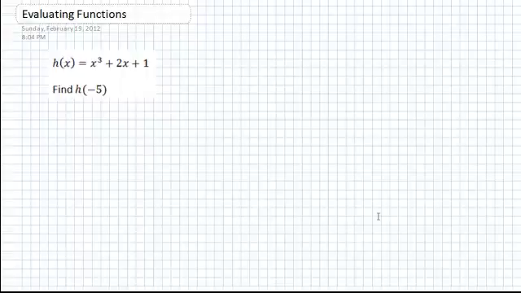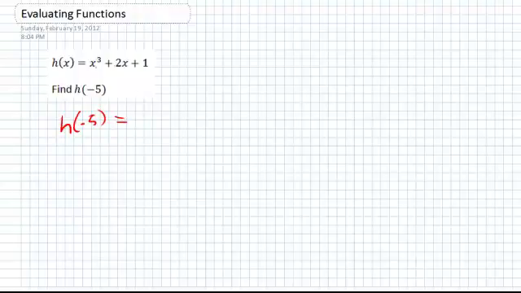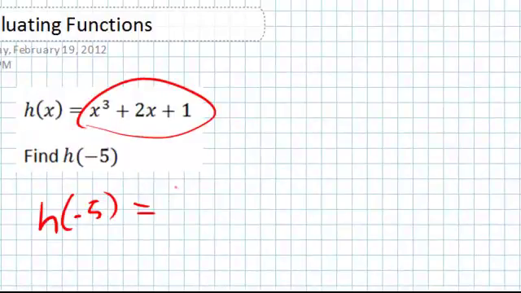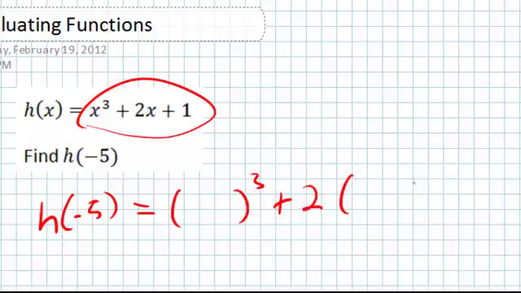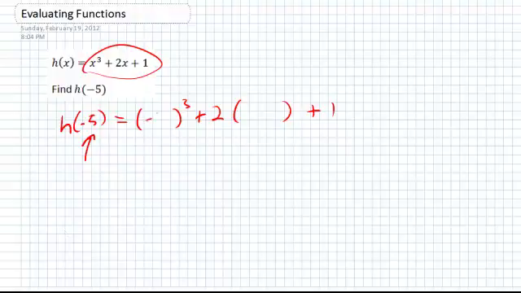So we have our function h of x equals x cubed plus 2x plus 1, and we want to find out what h of negative 5 is equal to. The way we go about this is we say h of negative 5 equals, I'm just going to take my function and rewrite it, but wherever I see an x, I'm going to put a big parentheses. So big parentheses cubed plus 2, big parentheses plus 1. And what do I put in that big parentheses? Well, I put whatever our input was. So my input was negative 5 and negative 5.